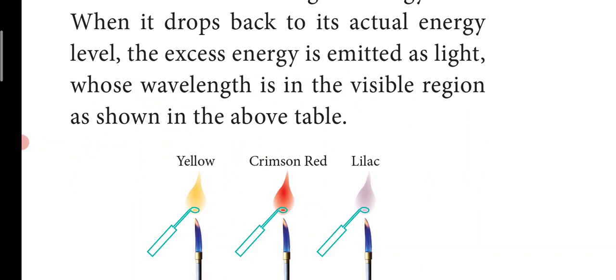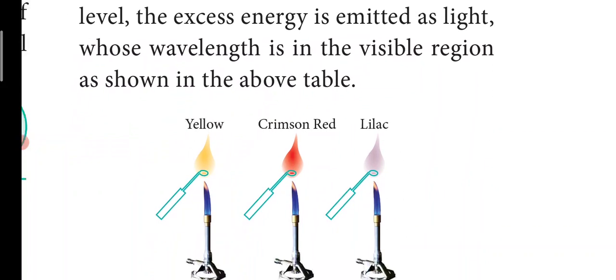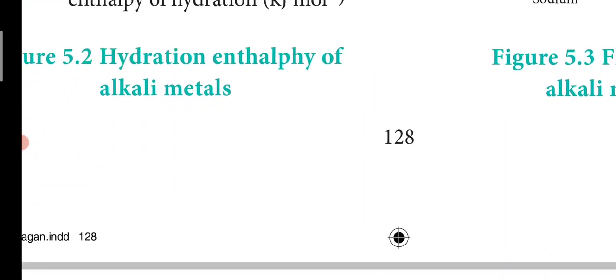ஜம்ப் ஆகிட்டு again it will jump back to the lower level. ஆக்சுவல் லெவலுக்கு வரும்போது எக்ஸஸ் எனர்ஜி என்ன ஆகுதுன்னா லைட்டாக எமிட் ஆகுது வெளியே. அந்த வேவ் லென்த் வந்து நம்மளுக்கு விசிபிள் ரீஜனில் இருக்கிறதுனால we are able to observe different colors for different nanometers.